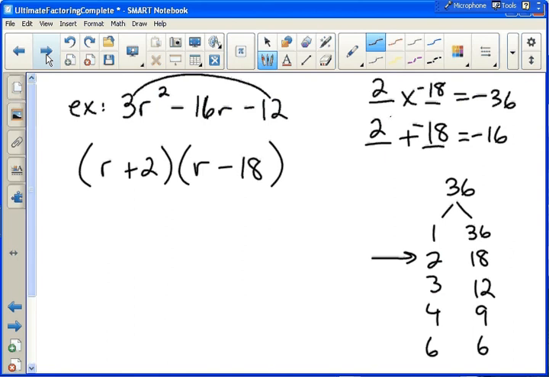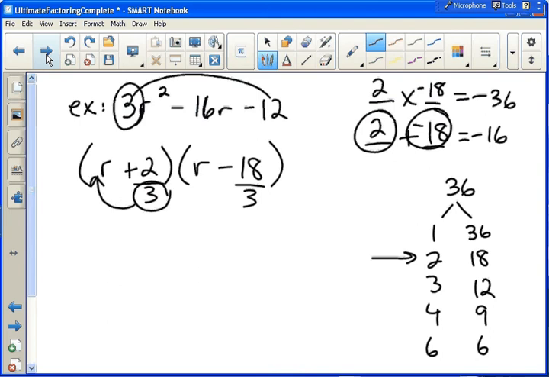And now I have to look in front of my r squared, and I divide both numbers by that 3. So the 2 and the 3 don't reduce. So I take the 3, the bottom, and move it up. Bottoms up. 18 over 3 does reduce, and I just get 6. My final answer is 3r plus 2 times r minus 6.